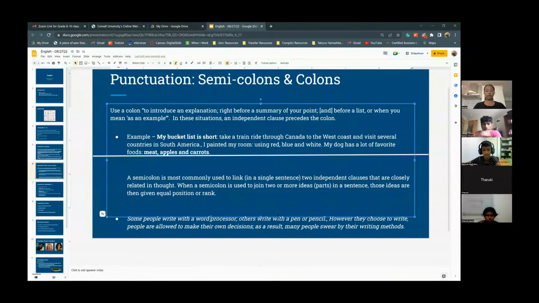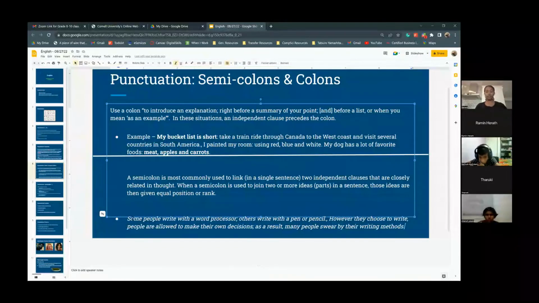So some people write with a word processor; others write with a pen or pencil. So these can both be their own independent clauses, right? But they're joined together using a semicolon. All right. So however they choose to write, people are allowed to make their own decisions; as a result, many people swear by their writing methods.